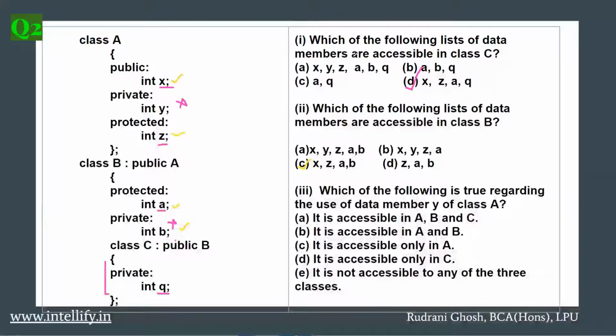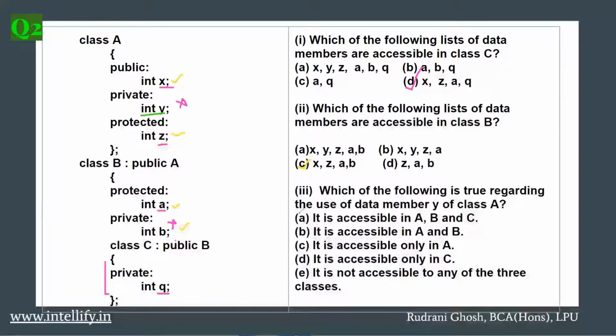Third question says, which of the following is true regarding the use of data member Y of class A? First option, it is accessible in class A, B and C. Let's check this first. Data member Y of class A. It is accessible in A, B and C. Is it true? Y is private. So Y cannot be accessed in any other class. So this statement is wrong.